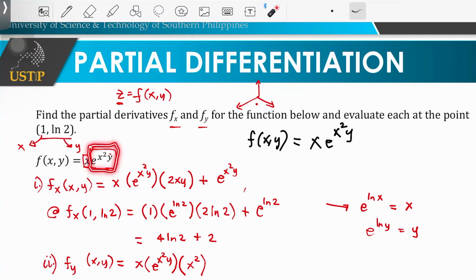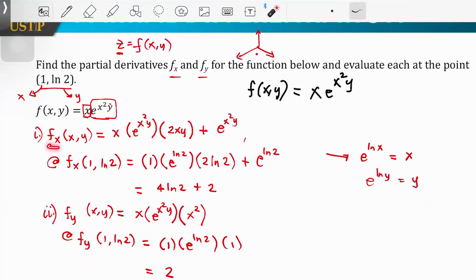If you differentiate e to the x squared y, remember, differential sa imong e to the u is copy, and then get the derivative ani. Okay? The derivative of x squared y is 2xy lang naman. Kay constant man imong y. Okay, and then x squared will be 2x. Plus, copy ni. Okay, copy na to ni. And then, differentiate x, that is 1. Okay, so nanata expression karon class sa ato ang f sub x, no? Partial derivative of function with respect to x.